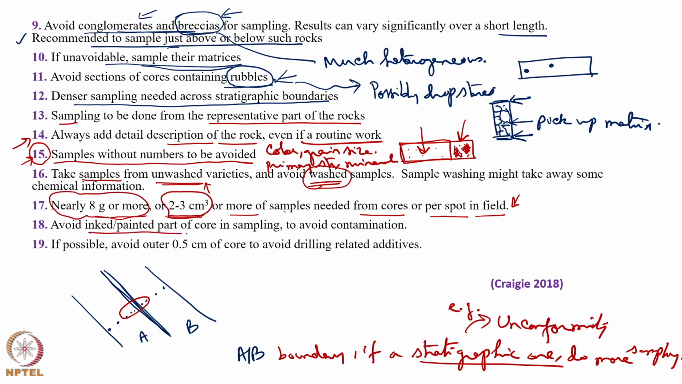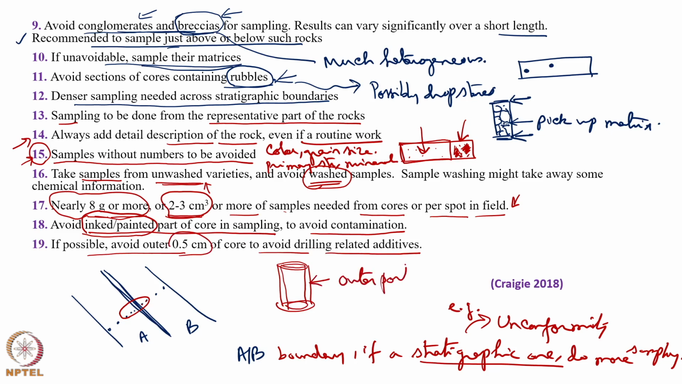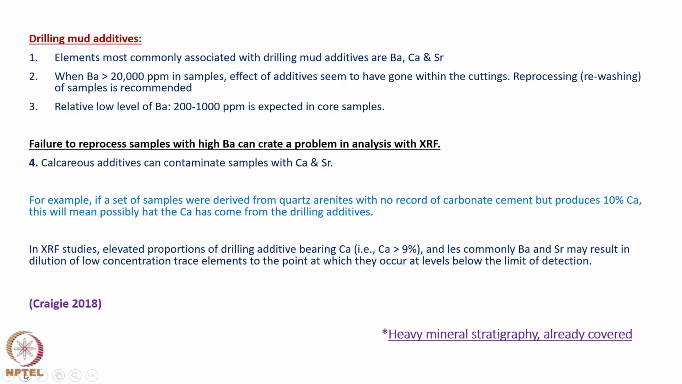Avoid inked or painted parts of the core in sampling. Of course, this is to be done so that contamination can be avoided. Contamination can happen from the painted or inked portion. When the core is picked up, if possible, avoid the outer 0.5 centimeter of the core, so that the drilling related additives can be avoided. This is the outer portion of the core, and this is to be avoided in the geochemical analysis. We need to have some idea about the drilling mud additives.